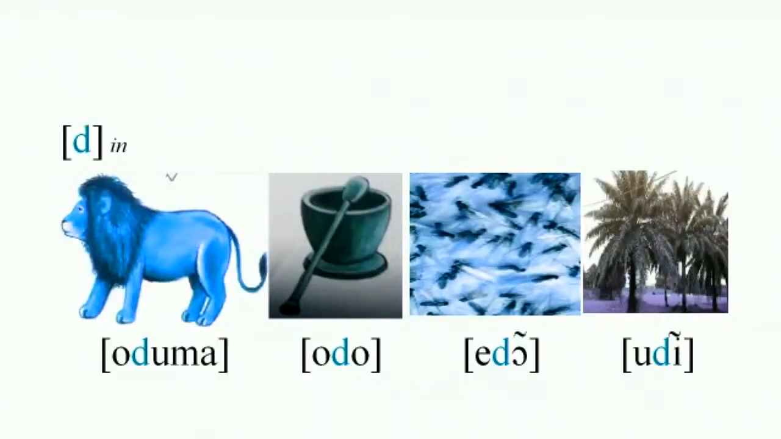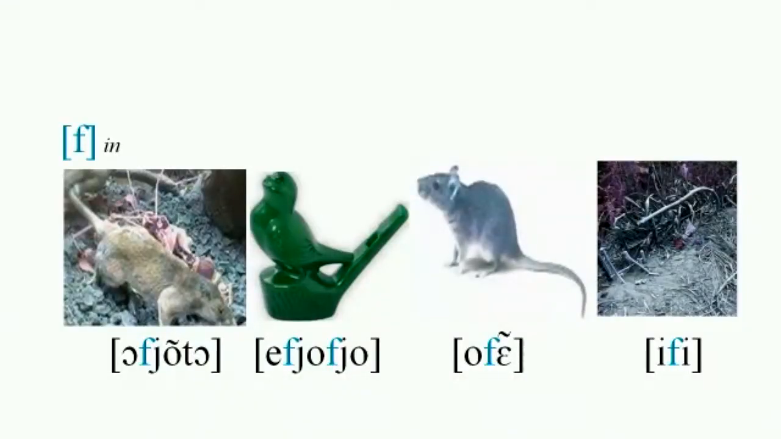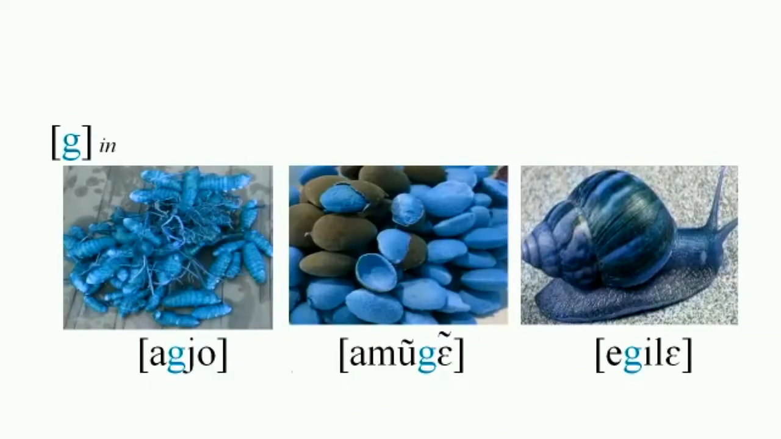Then the consonant D in Oduma, Odo, Edo, Udi, and the consonant C, not F. C, that is the consonant, the sound, is in Ophiotto, Efiofio, Ofe, Ifi, and the consonant D in Adio.